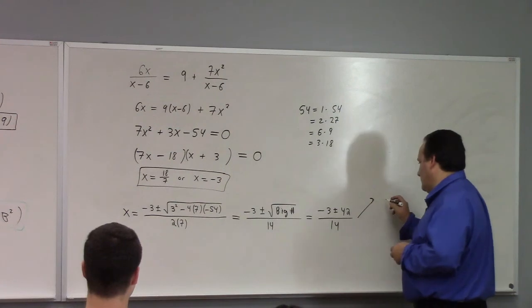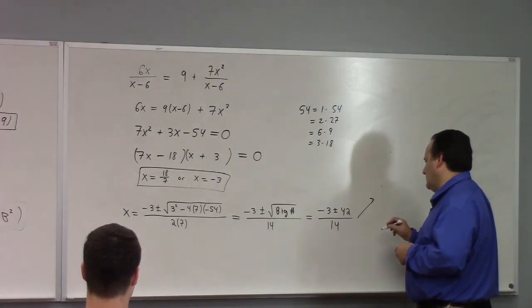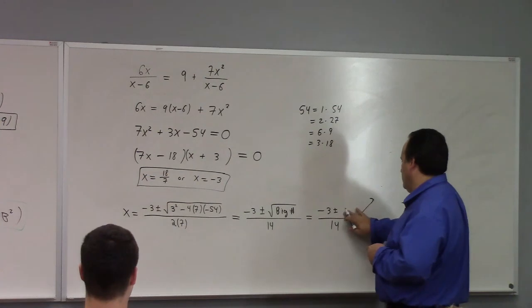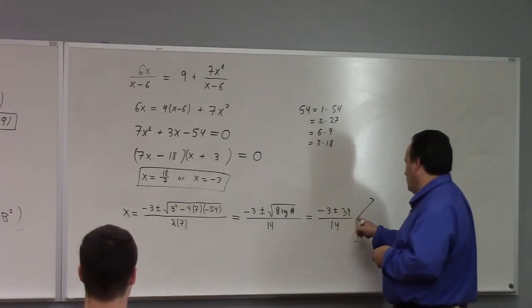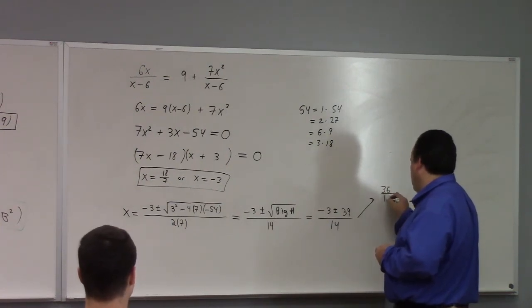And so that either gives you, 30, is that right? I may be wrong. Maybe that was 39. It was 39. So that either gives you 36 over 14. I was right?